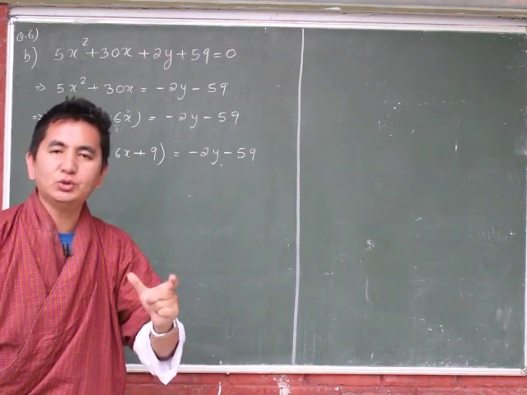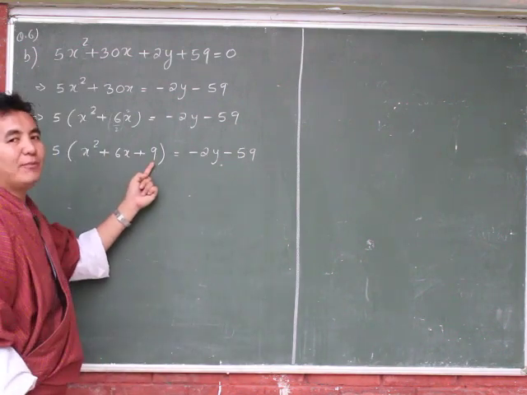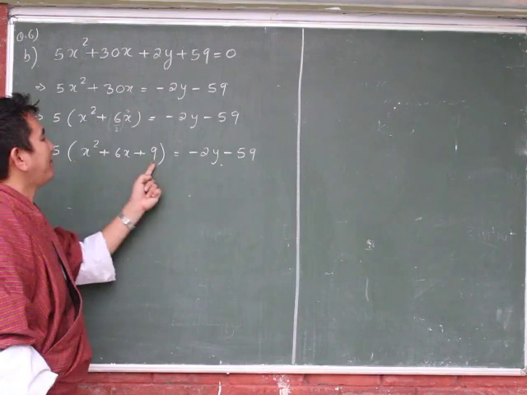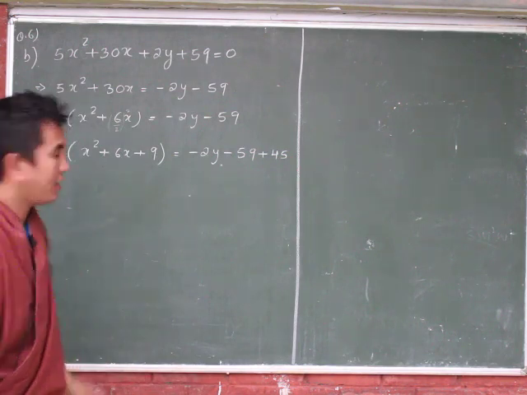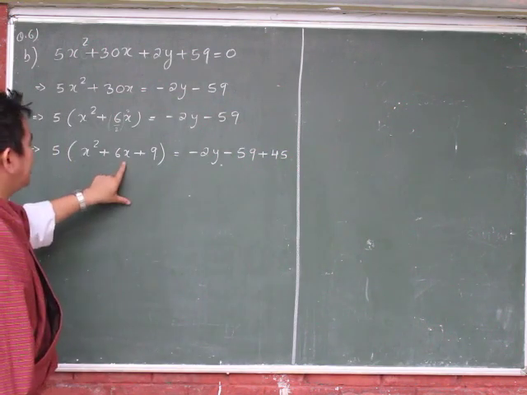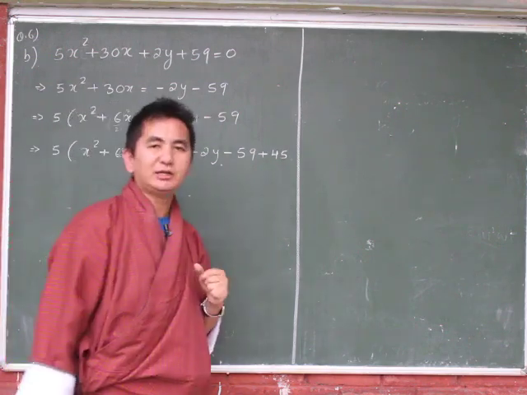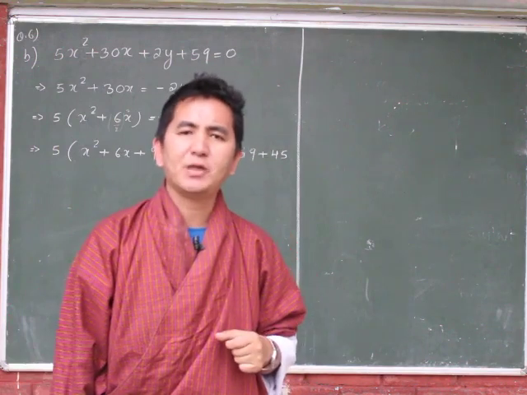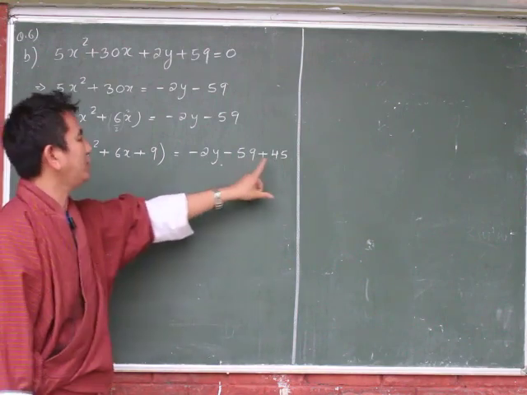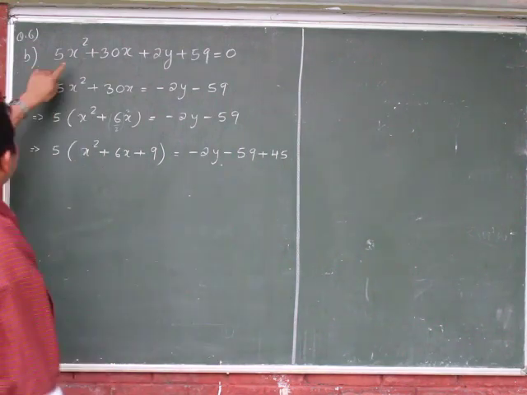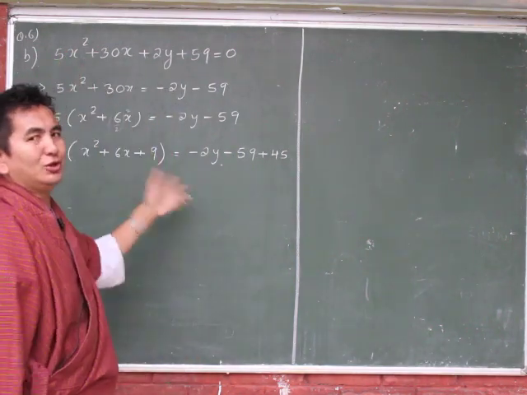Whatever manipulation you do, make sure the function remains the same. Here I have added 9. Actually I have not added 9; I have added 5 nines, which is 45. If you don't believe, open the bracket: 5x squared plus 30x plus 45. This side we have 45, that side also 45, so they will get cancelled. The function still remains the same. Here you will not add only 9; you need to add 5 times 9, which is 45. But if the coefficient of x squared is directly 1, you don't need to multiply this way.